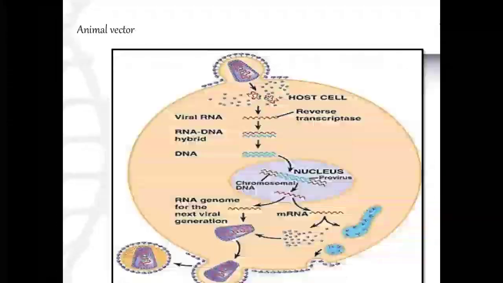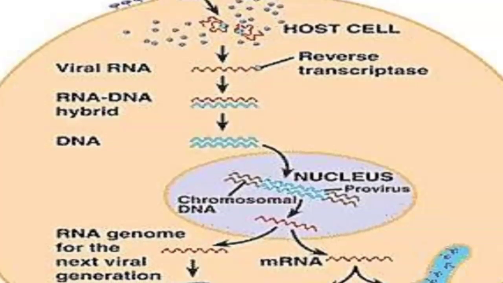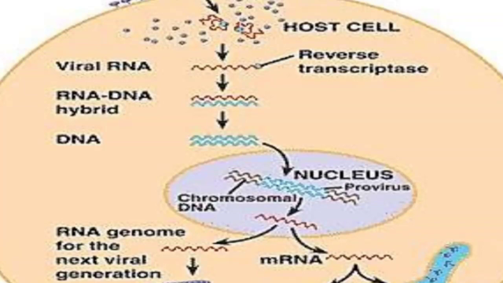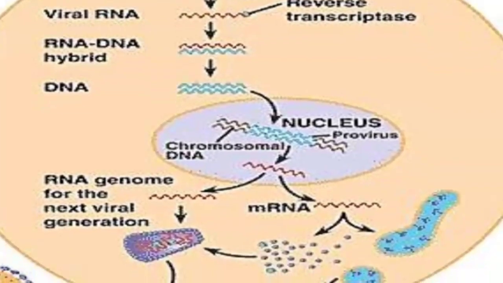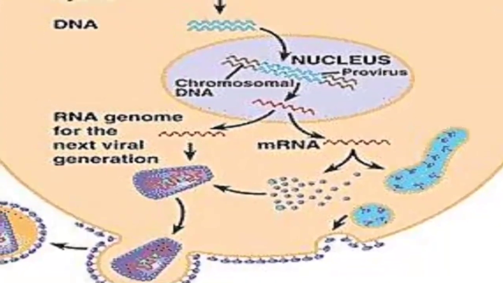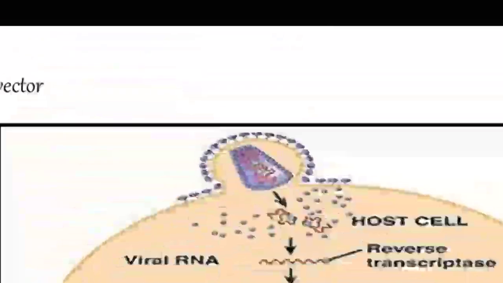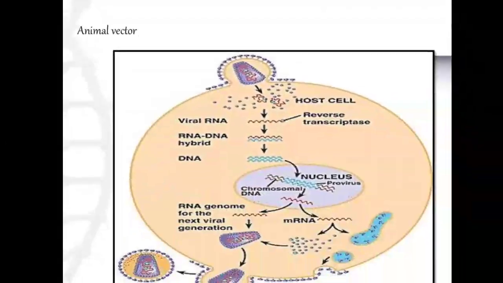Animal vector: here is the host cell. It is a retrovirus. The retrovirus uses reverse transcription. The viral RNA is introduced into the animal cell, and after formation of the RNA-DNA hybrid and its introduction into the nucleus, many proviruses are formed with the help of the reverse transcriptase enzyme, making RNA genomes for the next viral generations. So many viruses are making copies with the characteristics of this recombinant DNA. So this is used as the animal vector.